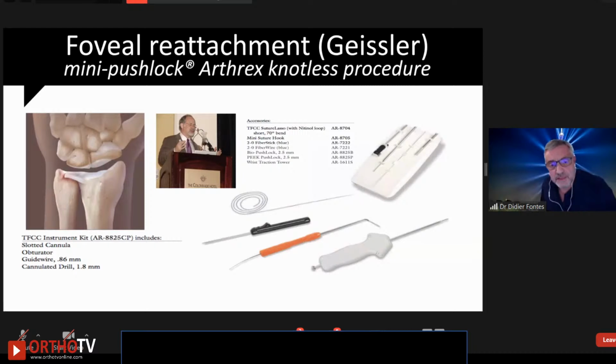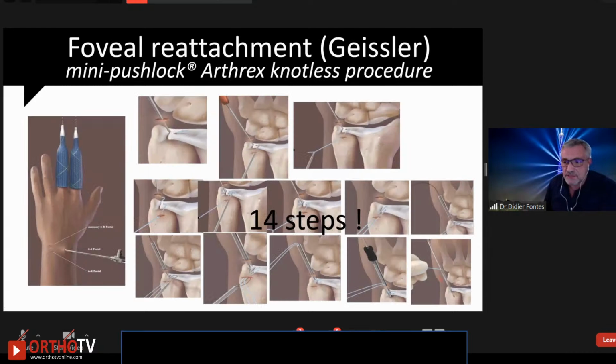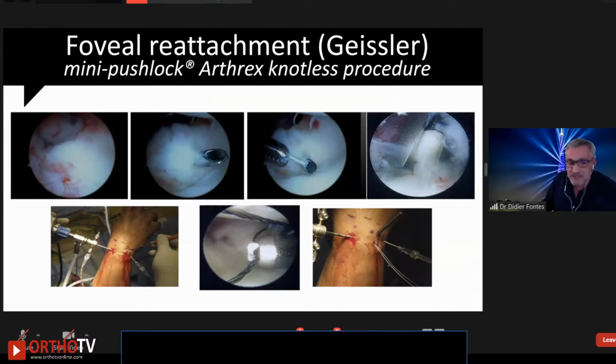Another very interesting procedure has been proposed by Bill Geissler, with devices which are unfortunately very expensive, and especially the technique was very complicated, with more than 14 steps to do that. Even with a good skill of arthroscopy, which I think I have, it's very difficult for me to do that. You have 3 portals, you have to recover your suture, it's very complicated. So it was really too complicated and too expensive for me.